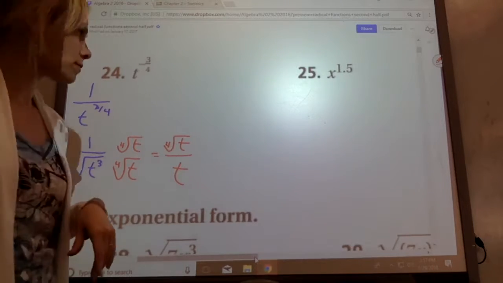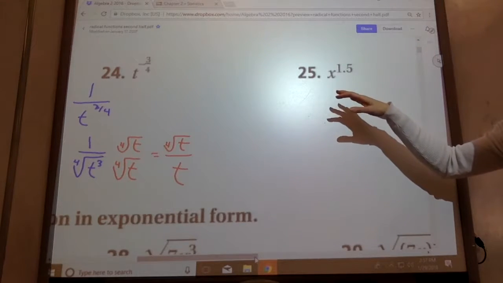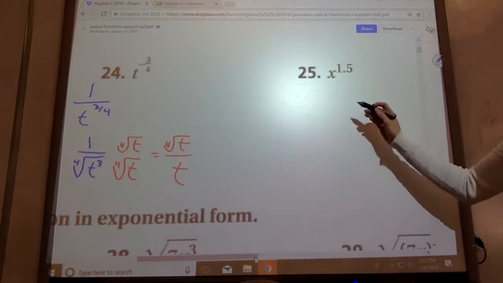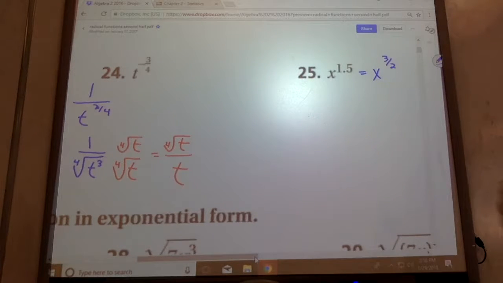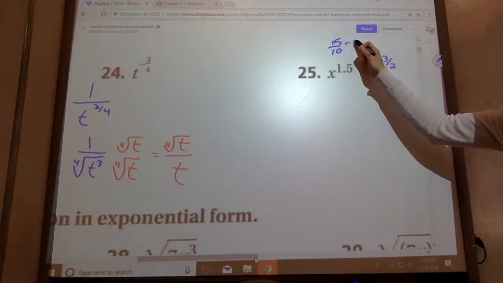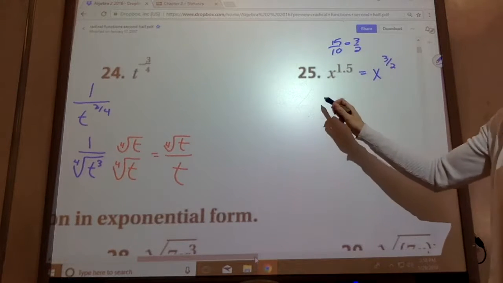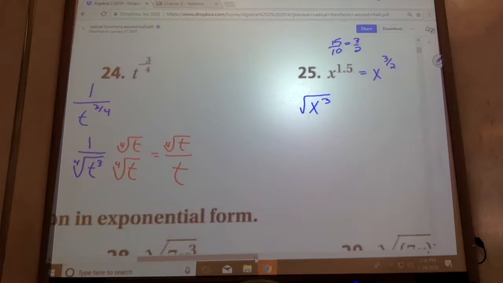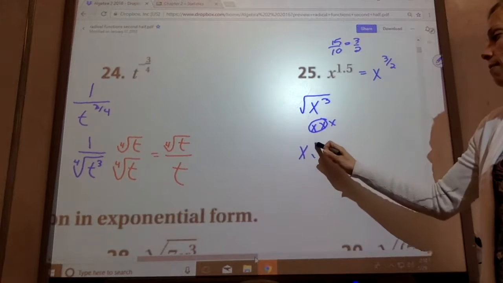Decimals look tricky, but they're not. Just put the decimal into a fraction. What would be 1.5 as a fraction? X to the 3 halves. 3 halves, right? If I didn't know that, I could say this is 15 tenths, and 15 tenths reduces to 3 halves. So I would say square root of x cubed, but then can I simplify that? Yes, because 3 x's, 2 I can take 1 out, and then I'm done.